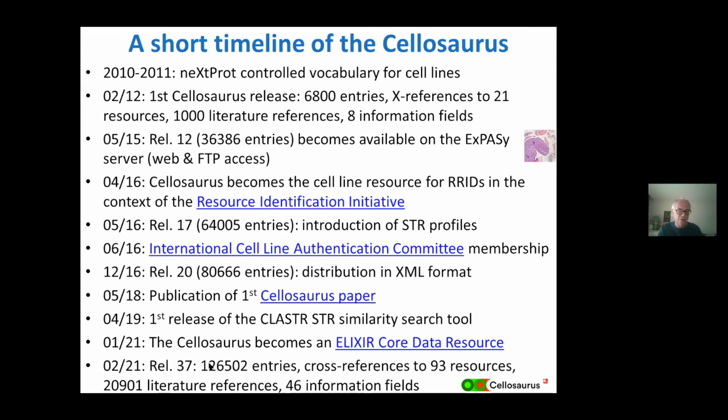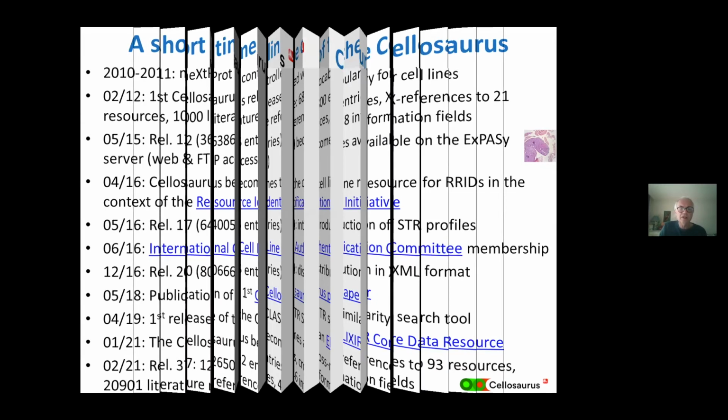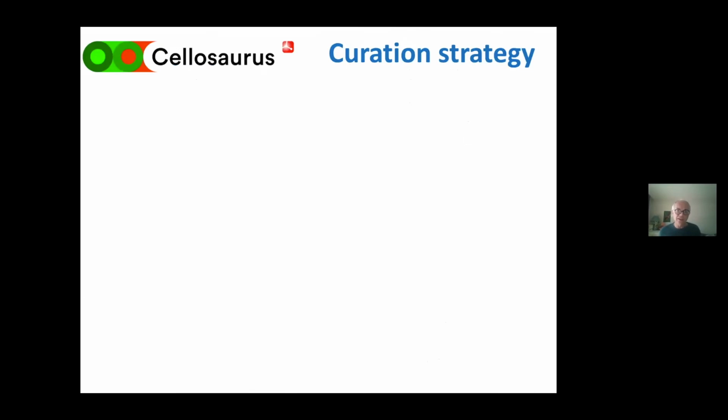And now, as I said, 126,000 entries, 93 resources instead of 21 resources in terms of cross-reference. And we went from 1,000 literature references to about 21,000, and from 8 information fields to 46. Okay, curation strategy. How do we get information into Cellosaurus?